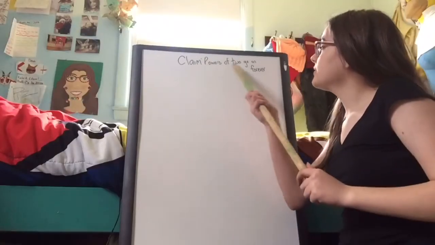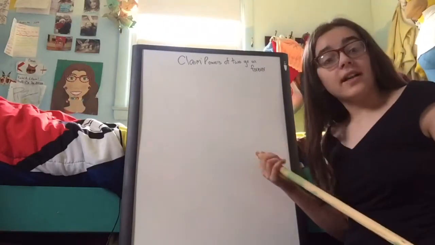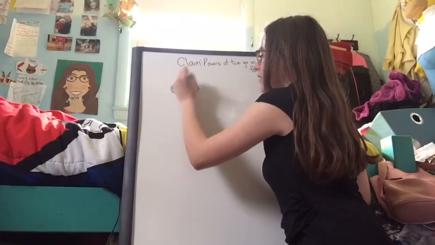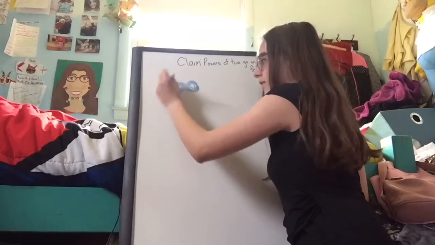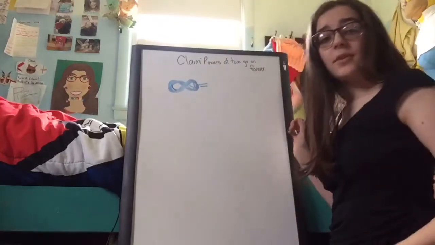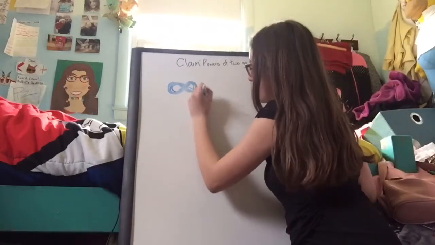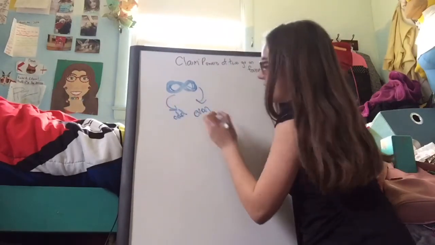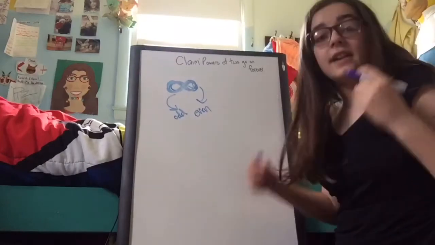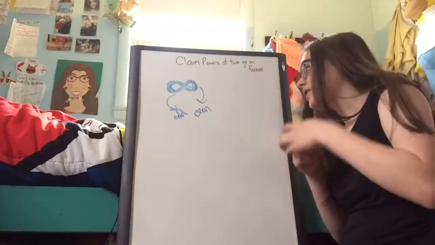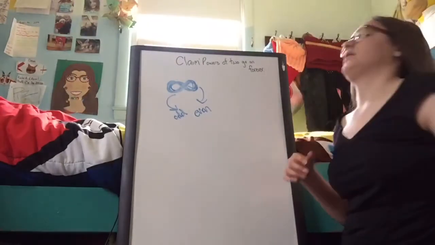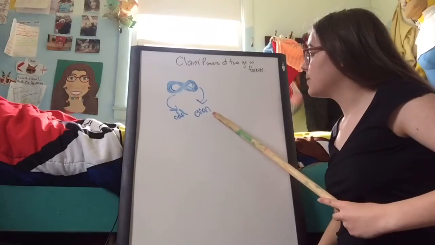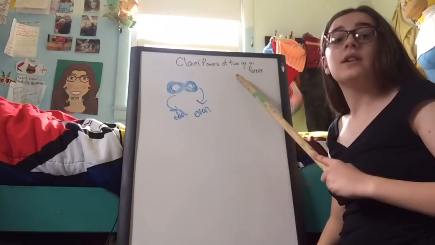Claim: powers of 2 go on forever. Well, this is true because there are infinite numbers. And as long as there are infinite numbers, there are going to be even numbers and odd numbers, because there's an even number every other integer. So as long as there are infinite numbers, there are even numbers, meaning that there are powers of 2 forever.